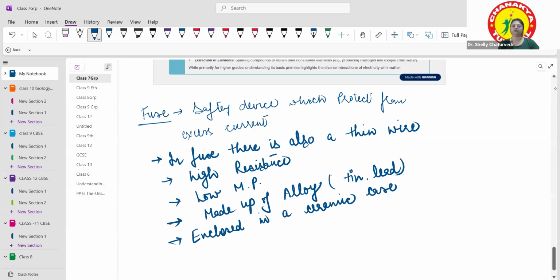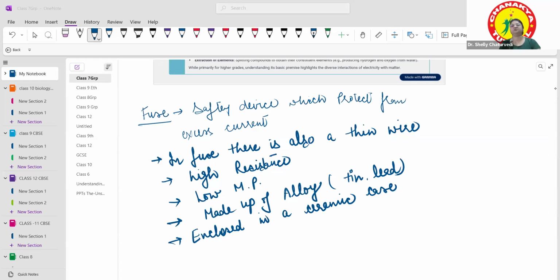Okay, so these are the properties of fuse wire. Now, what is the working of fuse? How does this fuse work? Whenever the current is normal, the fuse wire, being a conductor, will allow the electricity to pass without melting. But whenever there is excess current, what happens?